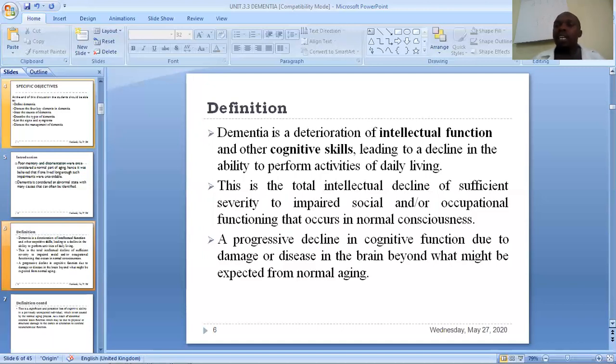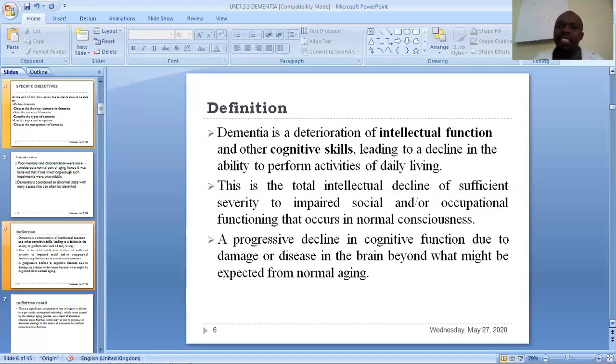Just to mention, one of the activities of daily living, according to Roper, Logan and Tierney, was that one must be able to maintain a safe environment. Now, someone with dementia, because of deterioration in the intellectual functioning and also in the cognitive skills, will not be able to perform all the activities of daily living as expected per society. That is the first definition.